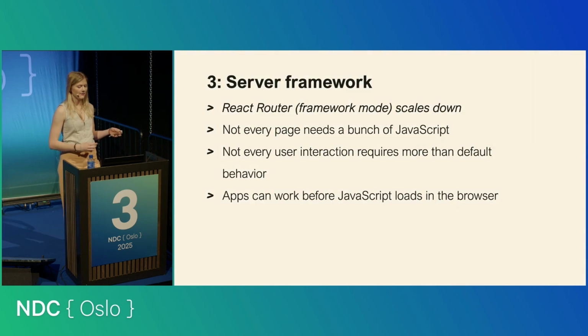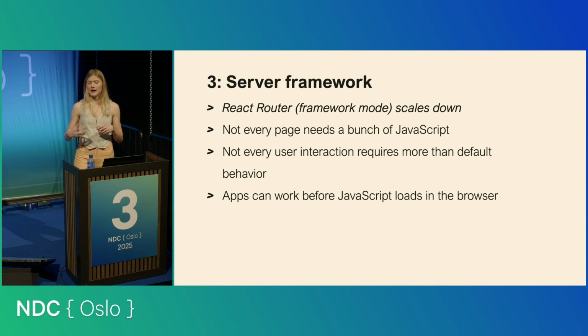So in this way, React Router in framework mode scales down. Because not every page in your application needs a bunch of JavaScript. And not every user interaction requires any more than just the browser default behavior. So you can build things in React Router the simple way first, and then scale up later without changing the fundamental model. And this means that the majority of React Router apps built this way work without JavaScript in the browser, so before JavaScript has even hydrated the page. And that's what makes it very resilient to bad network conditions, for example.